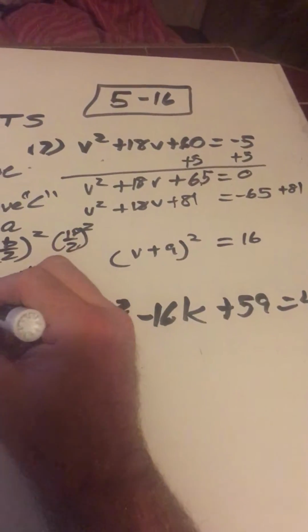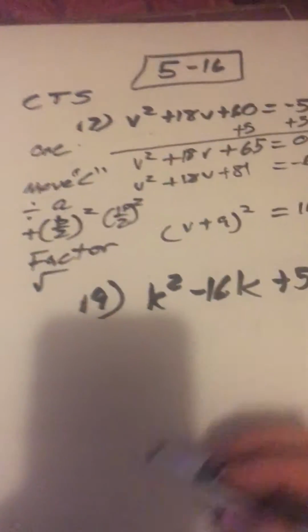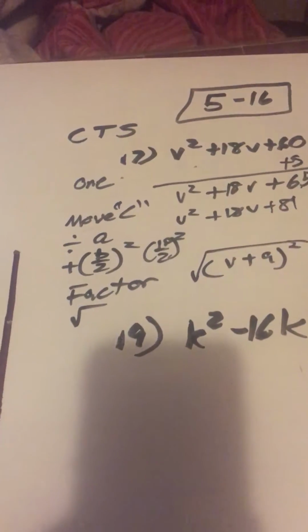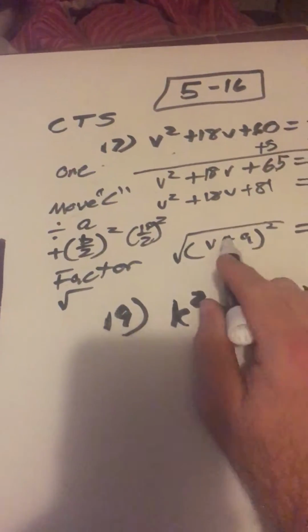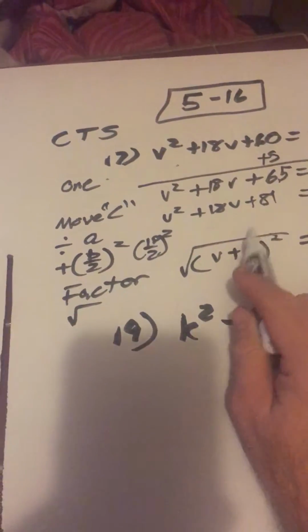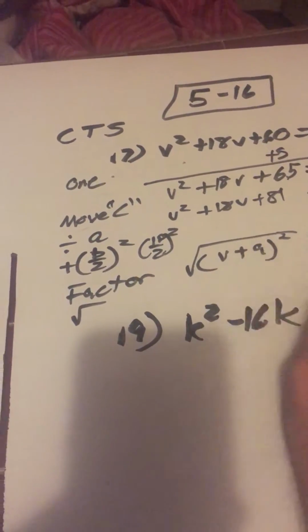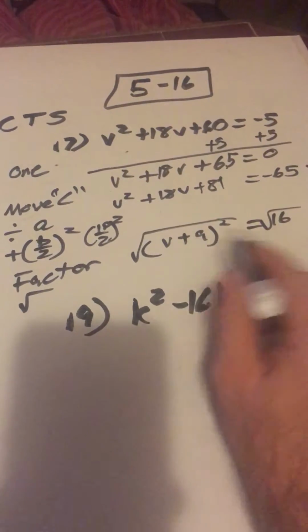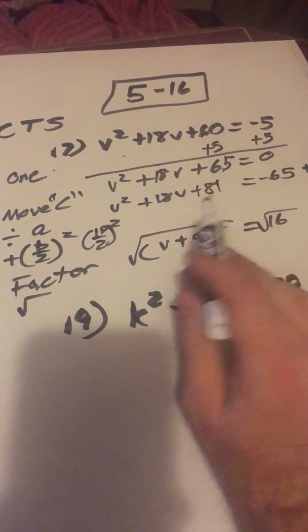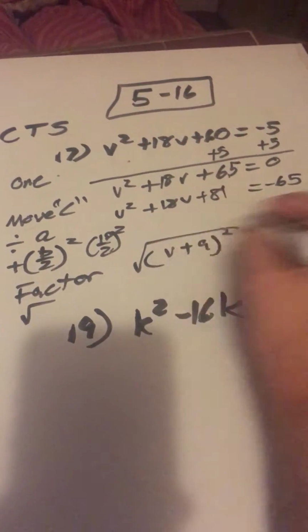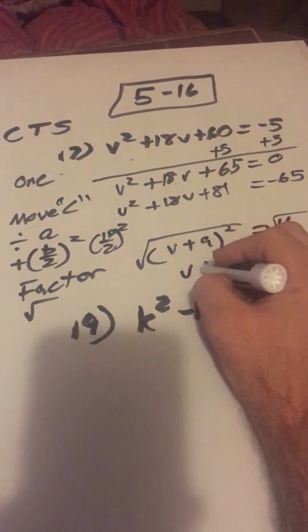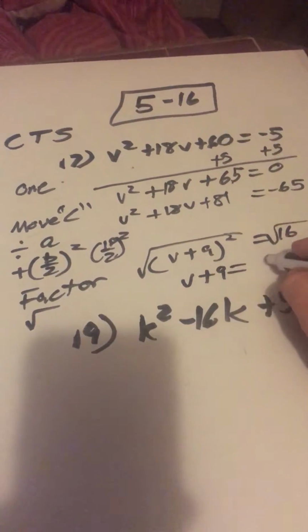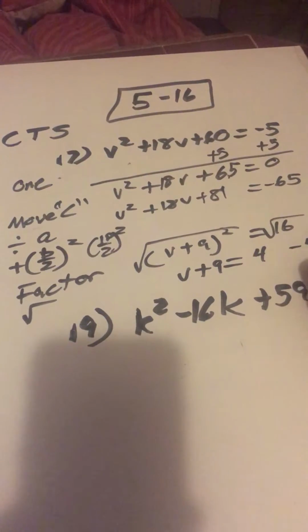So now we take the square root of both sides. Square root, square root. Now, this was on our test, and it was in this format, and it was just asking you to do the last 2 steps. So this is what we're doing here, part of our test that we just completed, where we take the square root of both sides. So we have v plus 9 is equal to a positive 4 and a negative 4.